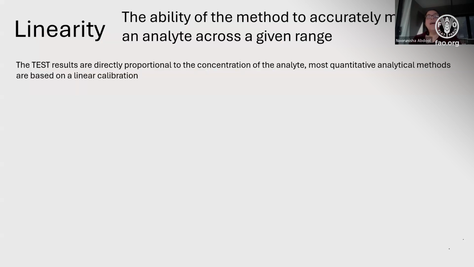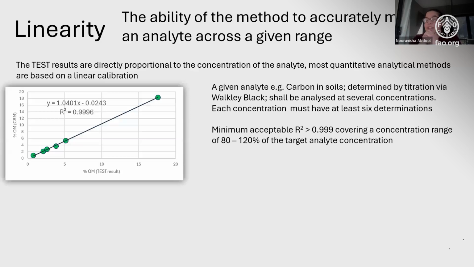Moving on to linearity. Linearity is a mouthful of a word that basically tells you how well your method reads your result across a range. So we start at 1 or 2 ppm. Can we go up to 10 ppm? Can we go up to 30 ppm before those results start flatlining? Okay, so 99% of the time it's going to be a linear calibration, and it's going to look like this graph. This is an example of carbon in soils determined by Walkley-Black. And ideally, we usually accept a concentration analyte range of between 80 and 120%.